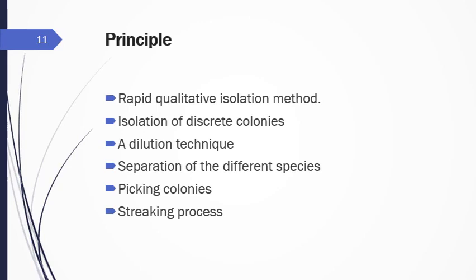The loop is sterilized by heating it in the blue flame of the Bunsen burner between streaking different sections or zones, and thus fewer microorganisms are deposited as the streaking progresses. The streaking process will dilute out the sample that was placed in the initial region of the agar surface.